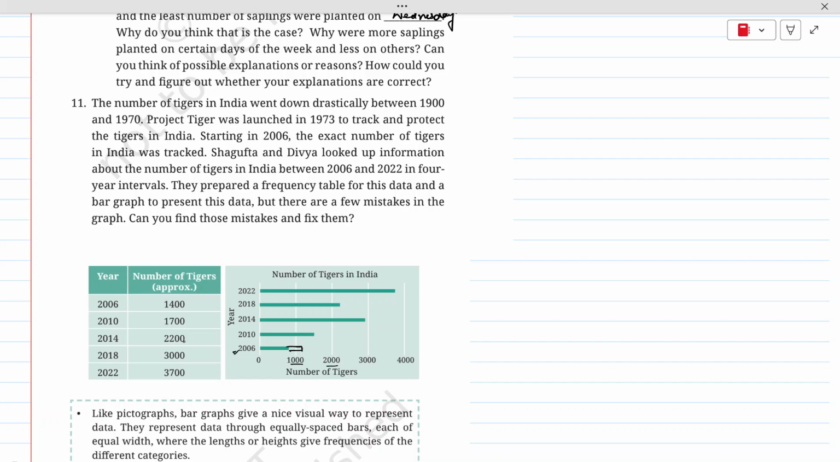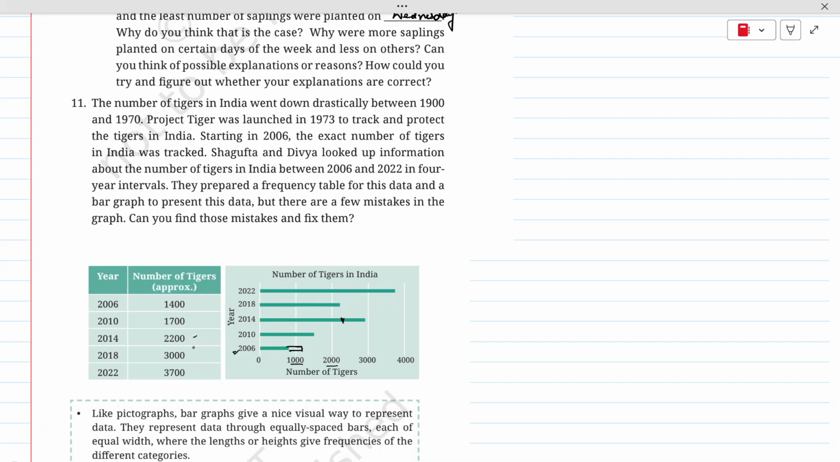Okay. Next, we have 2014. In 2014, it is 2200. So kids, this is again wrong because 2200 will come somewhere here. It should come somewhere here. This one must be around 2900. Okay. So in 2014, the graph will be till here. Starting from here, it will be till here.